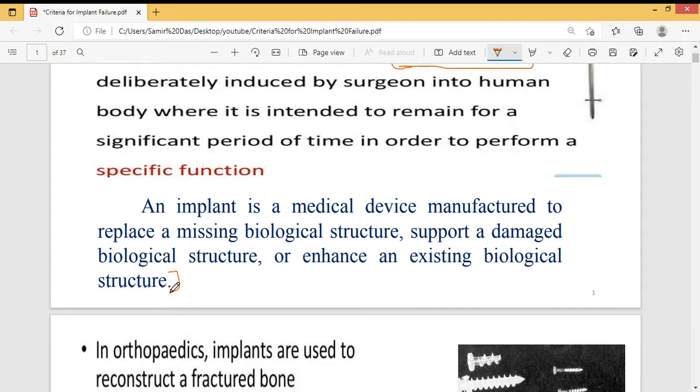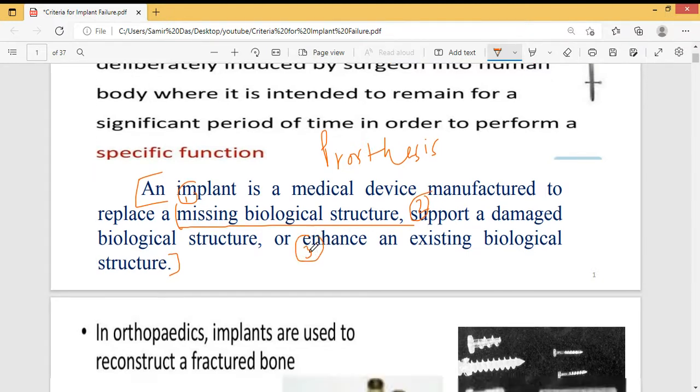So, basically, the difference between a prosthesis and an implant is that in case of a prosthesis, we are basically going through the first part, the missing biological structure. But in an implant, we are combining all three. So the first one is the missing biological structure, then supporting a damaged biological structure, and enhancing an existing biological structure.